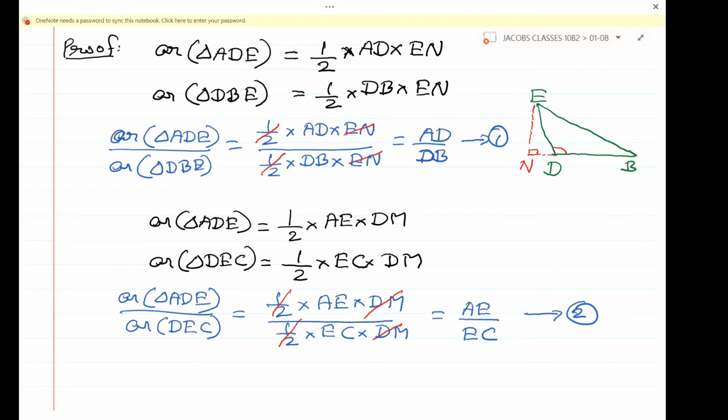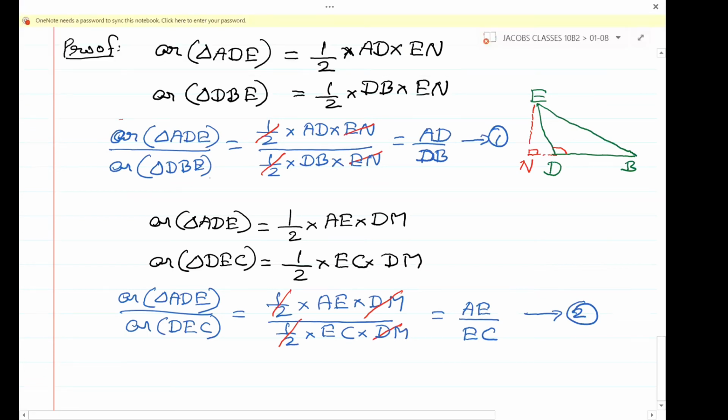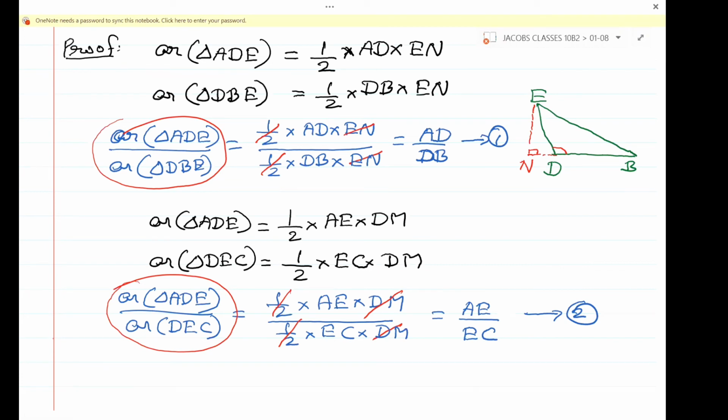So now we want to make these two equal. We want to prove AD by DB equal to AE by EC. For that, look at these two, the left hand side, this one and this one. The numerators are the same, AD, and in the second equation also the numerator is the same, AD. So can we write the denominator, the two triangles are the same, DBE and DEC? Last year you have studied that chapter. So they are on the same base and between the same parallels. Correct. Last year you have studied that.